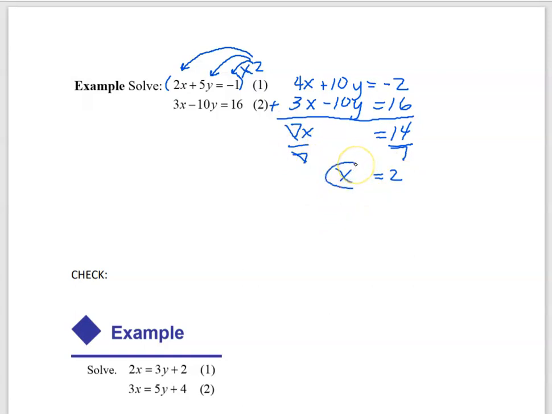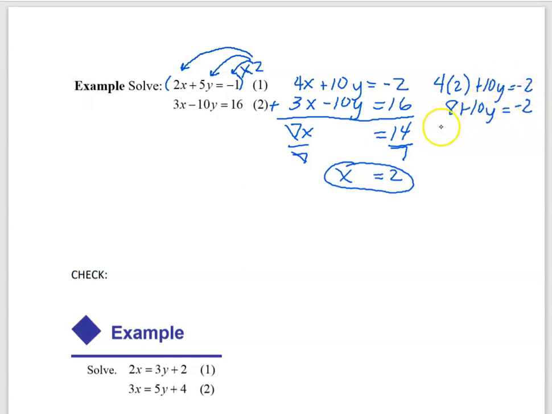So now that we know that x is equal to 2, it's our job to find out what y is. And it doesn't matter. I could use this equation, or this equation. It doesn't matter. So I'm just going to pick this top one. So instead of x, I'm going to say 4 times, since I know x is 2, I'm going to plug in that 2. That's going to be 8 plus 10y is negative 2.